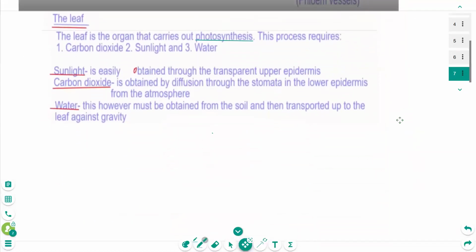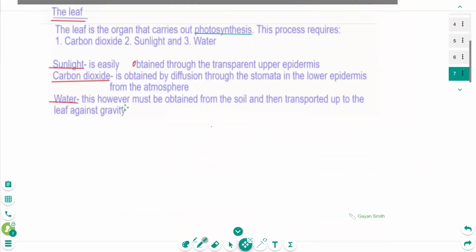Right, so guys, we're looking at the leaf. We're saying that the leaf is the main organ that we are trying to get nutrients to in the plant. And we're going to learn about the leaf in two ways: the external surface and the internal surface. They're not going to really force you to know how to draw the external one, but the internal one, yes.